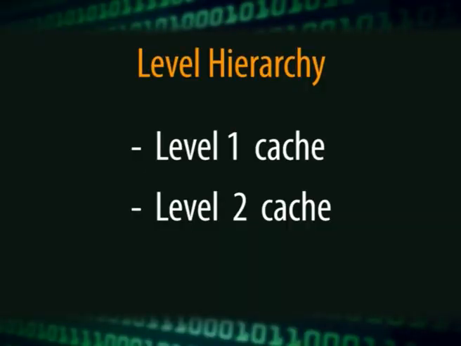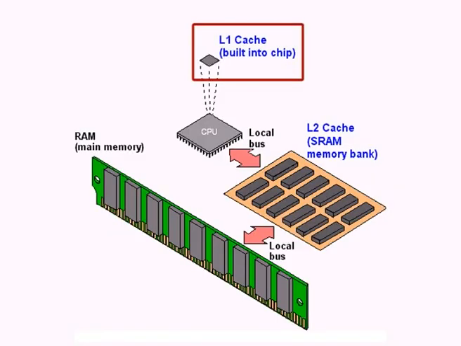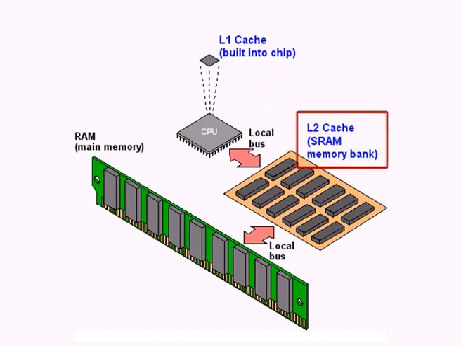Earlier, the cache memory was external to the CPU, but these days the cache is internal to CPU and designed as two-level hierarchy. These two levels of cache are termed as level 1 and level 2 cache. The level 1 is faster memory and is closer to CPU as compared to level 2 cache.